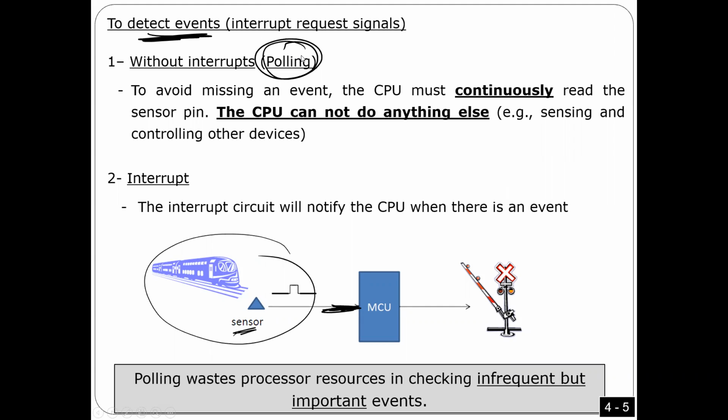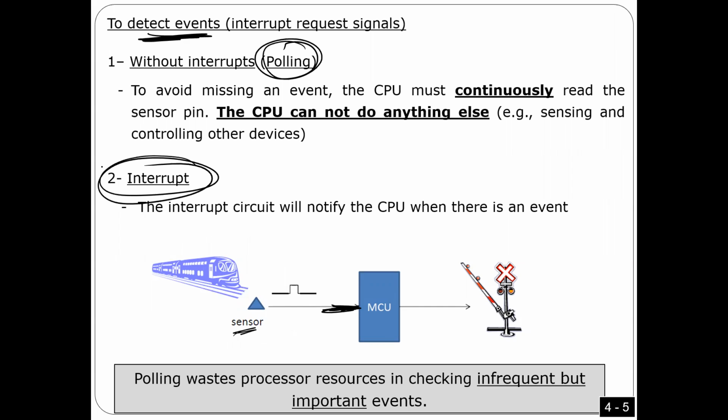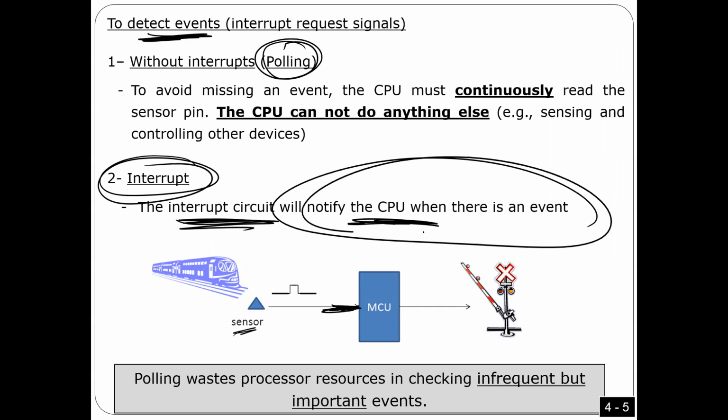So with polling, if I want to see if the pin is one or not, I'm going to read the pin. Are you one? No. Are you one? No. So I'm going to make a while loop, right? The CPU is going to be busy all the time. It cannot do anything else. That's not good, because, as we said for interrupts, we have to run several tasks, and this is only one task. So instead of doing that, I can use interrupts, so that the interrupt circuit, the hardware, will notify the CPU when the event comes.